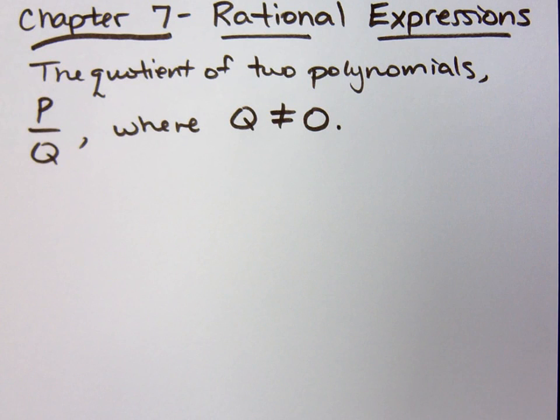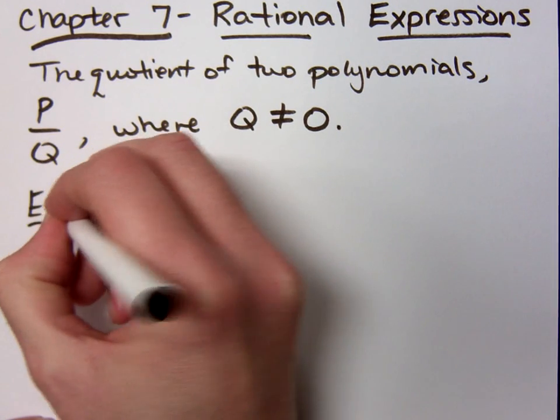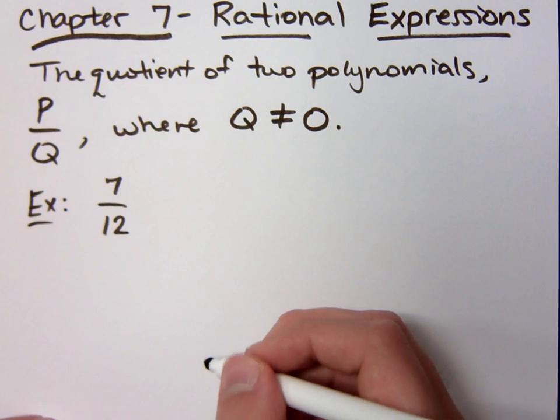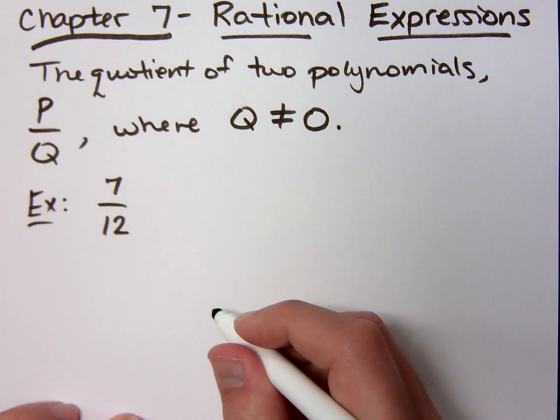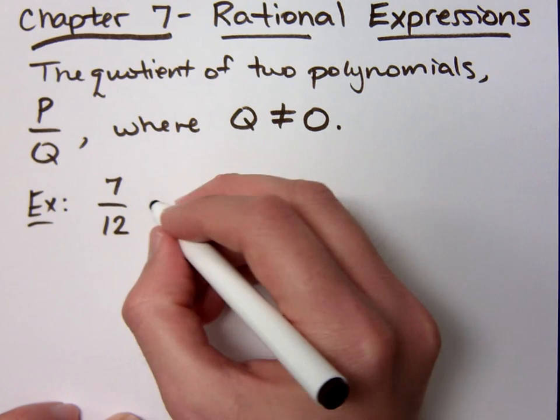But you can't have a denominator that equals what? 0. If your denominator equals 0, then your expression is what? It's undefined. Okay? So I'm just going to give you some examples, and we're going to look at a couple of these guys in more detail. An example of a rational expression is something like 7 over 12. It's just a fraction. That's all that it is.